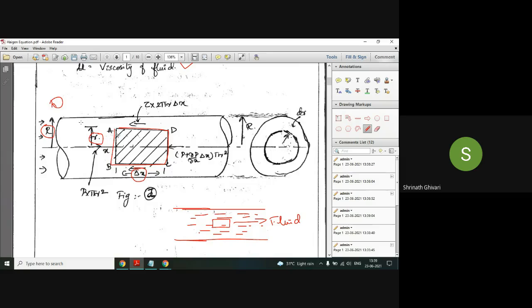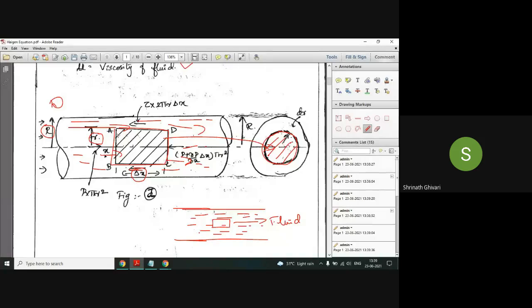So we have considered another cylinder inside this circular pipe. You can see from the side view, this is the cylinder. This is the fluid element section. Now the fluid is flowing in this direction, but we have considered another fluid element in this whole fluid which is flowing through the circular pipe. In that I have considered a fluid element which is having ABCD as given.